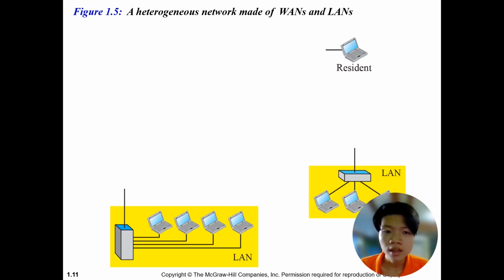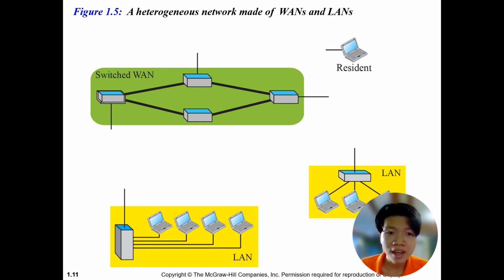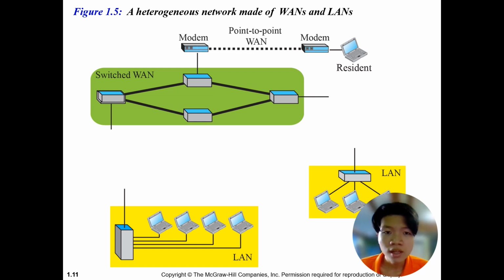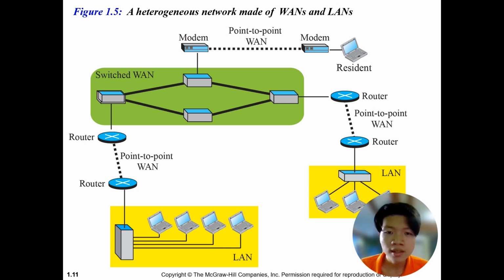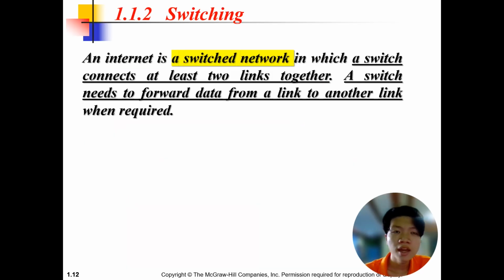Starting with two isolated LANs and a switched WAN, a modem connects to the residence, and the isolated LAN uses a router to connect to the switched WAN. An internet is a switched network in which a switch connects at least two links together. A switch needs to forward data from one link to another link when required.